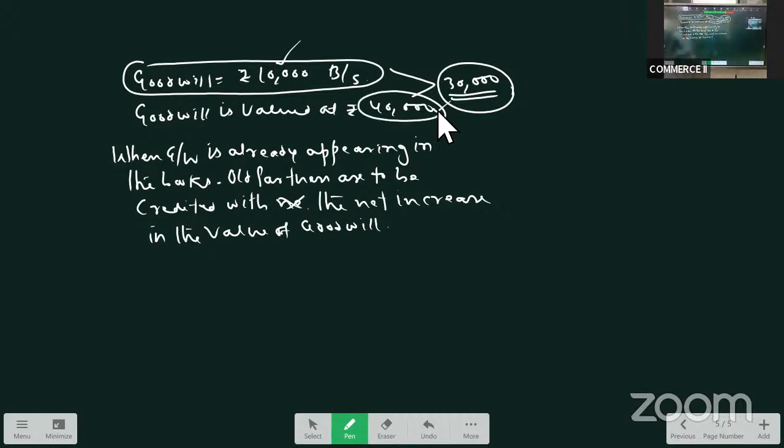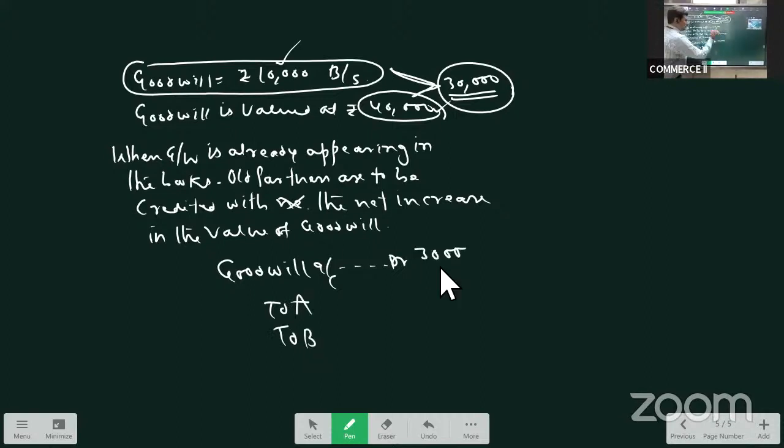Try to understand this adjustment. When goodwill is already appearing in the books, 10,000 is already there on the asset side. It means 10,000 is already credited to old partners. So now we have to credit the old partners with the increase in the value of goodwill, that is 30,000. Okay. So when I write the entry in the books, goodwill account debit to the old partners, A and B. Right? So I will credit only 30,000. I will not take 40,000. I'll take only 30,000, and 30,000 I'll credit to them in the ratio 3 is to 2. That is 3 by 5 and 2 by 5. So A will be credited with 18,000. B will be credited with 12,000.